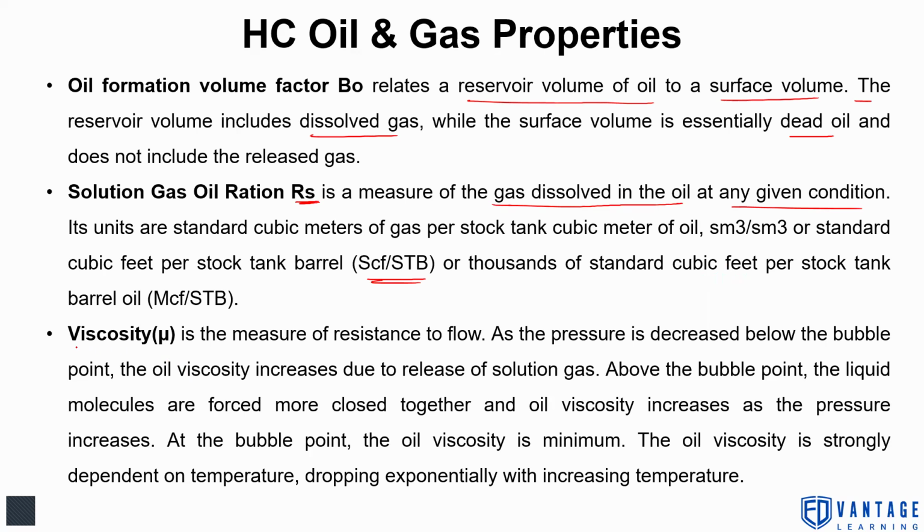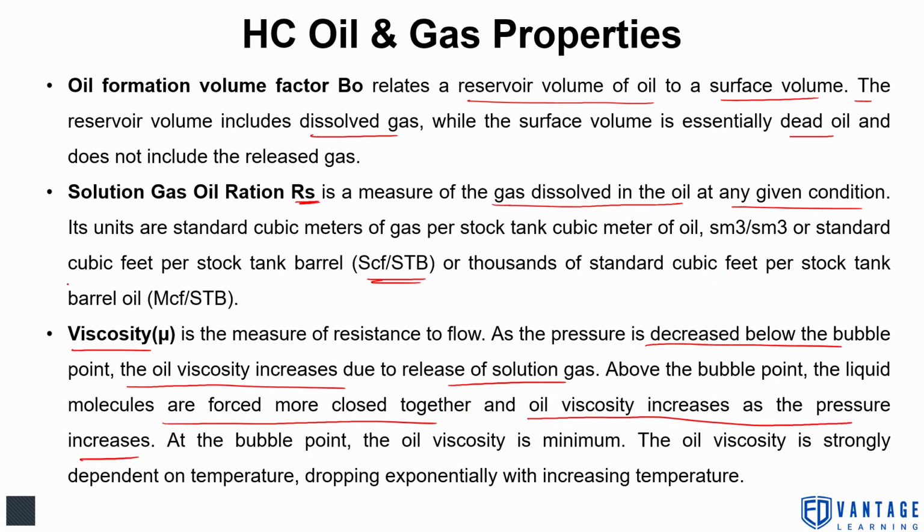Similarly, viscosity is a primary output of PVT analysis, which is a measure of resistance to flow. As the pressure is decreased below bubble point pressure, the oil viscosity increases due to release of solution gas. So there is nothing volatile in that oil. So oil is becoming heavier and viscous. Above bubble point, the liquid molecules are forced more close together and oil viscosity again increases as the pressure increases.